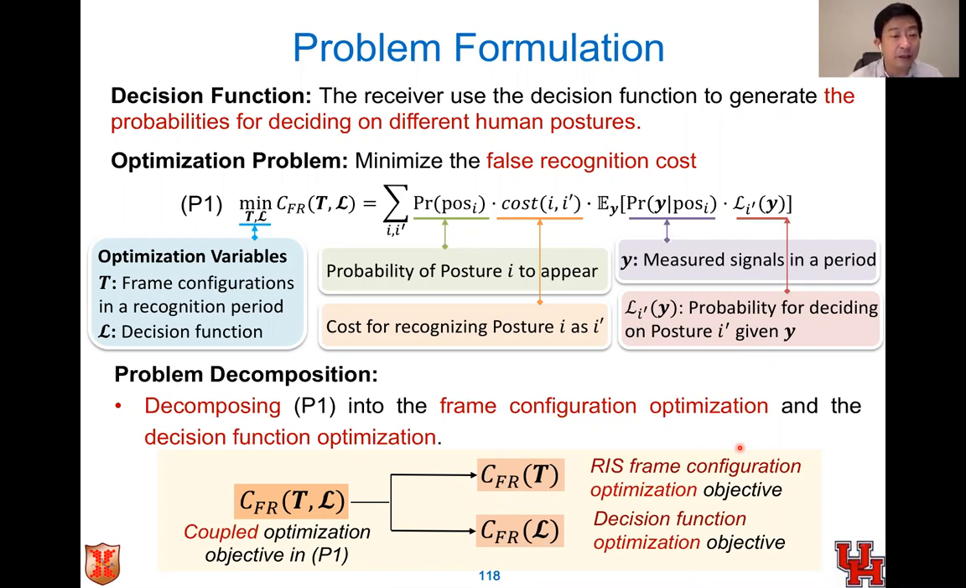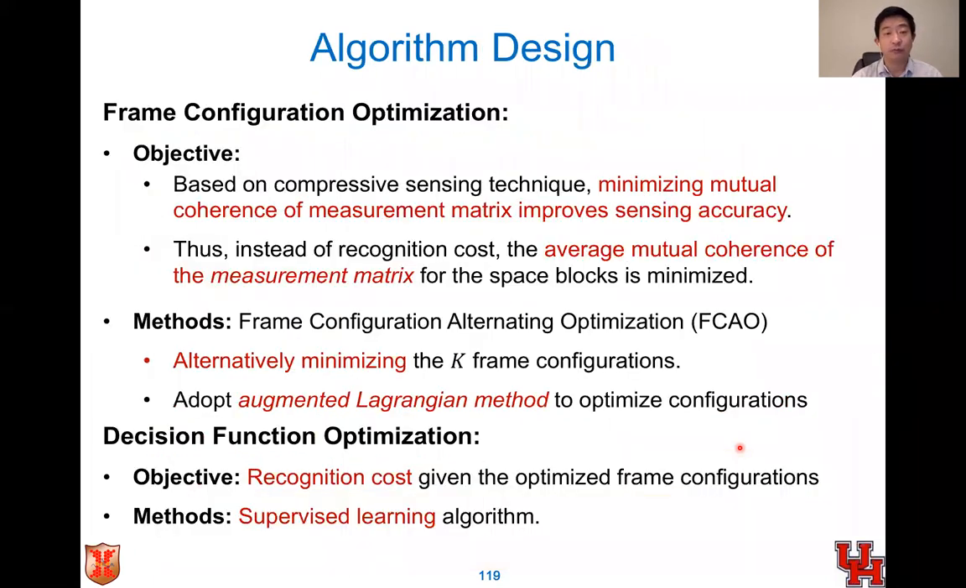which is determined by the frame configuration and decision function. And then here, this is a probability of gesture recognition cost plus a measurement signal in a period, and the probability decision. To minimize this cost, we decouple the problem into frame recognition optimization and decision rule optimization. So we decouple the problem into two.